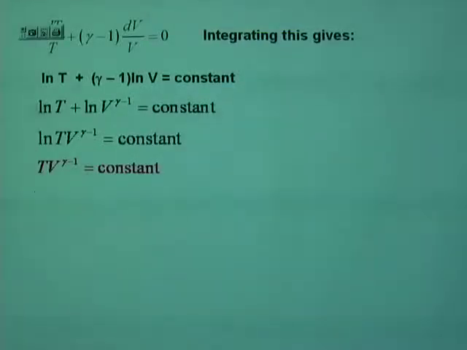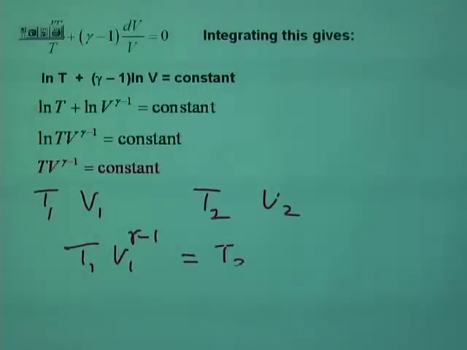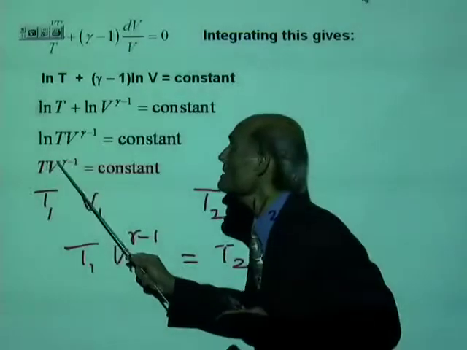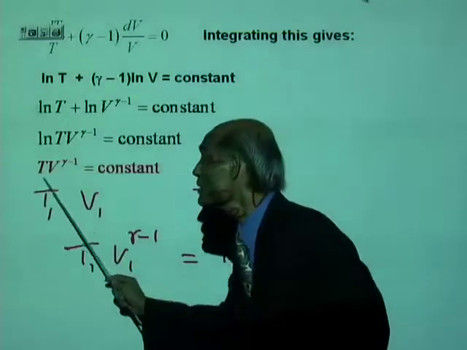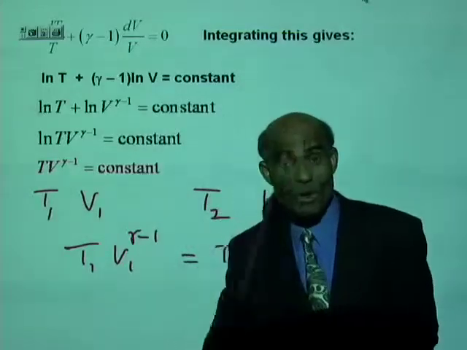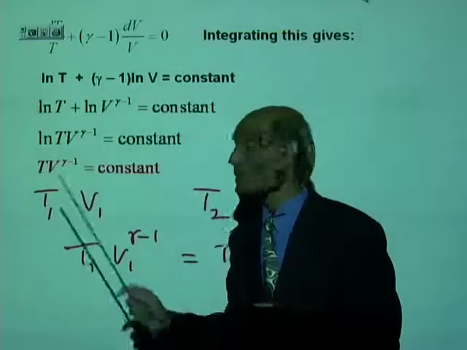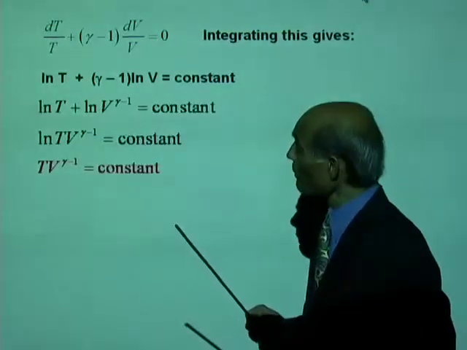If T1 is the temperature in state 1 and V1 is the volume, and the state changes to T2, V2, it means T1 V1 to the power gamma minus 1 equals T2 V2 to the power of gamma minus 1. That is the meaning of TV to the power of gamma minus 1 is a constant. So this is one equation. We're going to get one more equation for the adiabatic process.